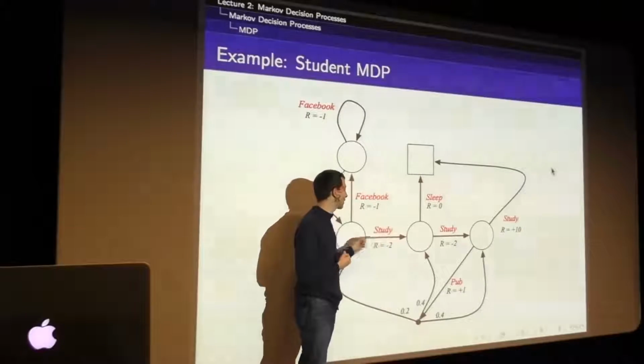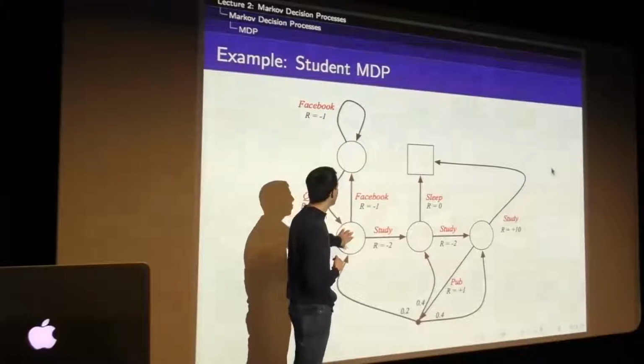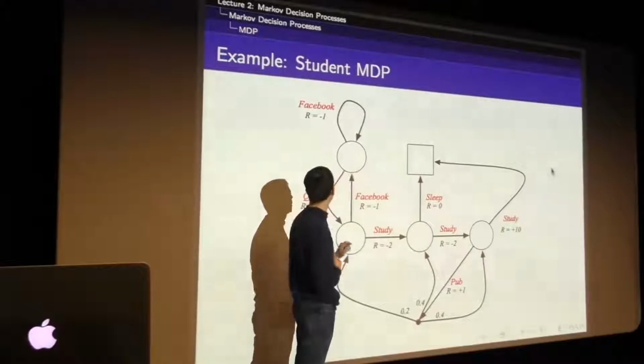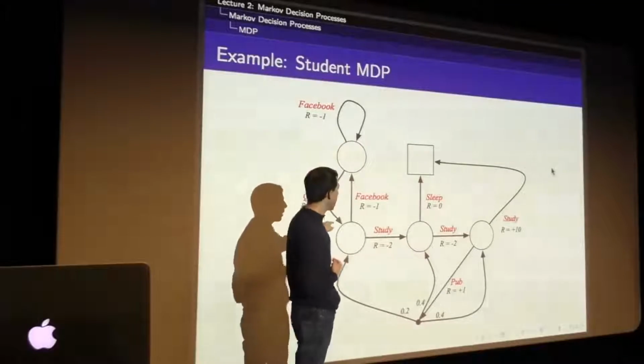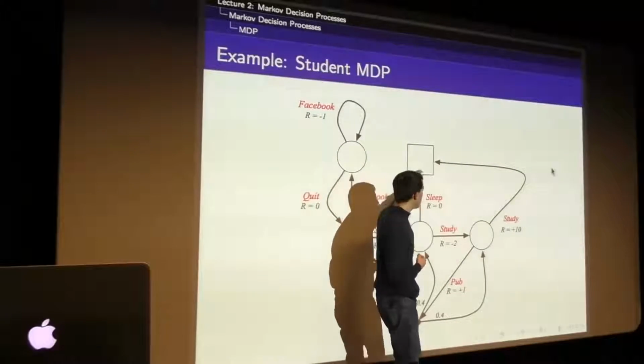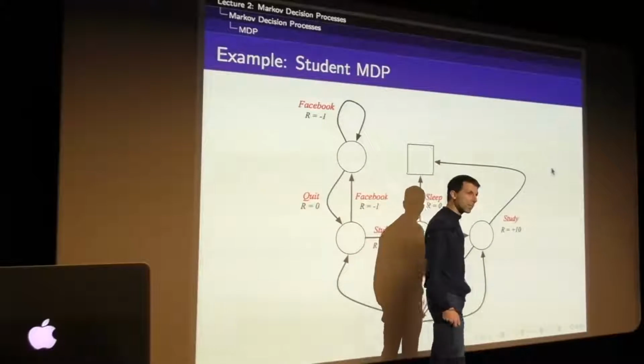You can choose to study. If you study, you end up in this state. If you choose to go on Facebook, you end up in this state. When you're on Facebook, you can choose to do it again, or you can choose to quit. You can choose to go to sleep here or to study again. You can choose to study again, or you can choose to go to the pub.